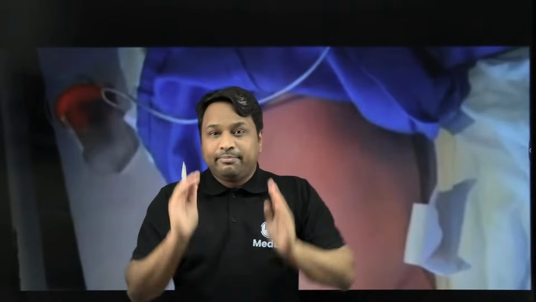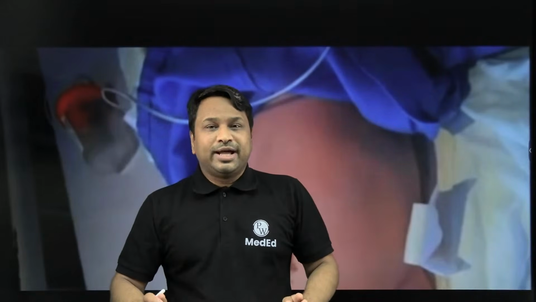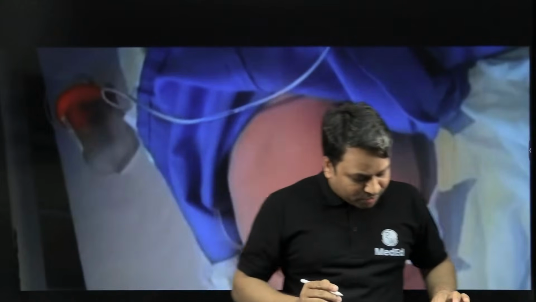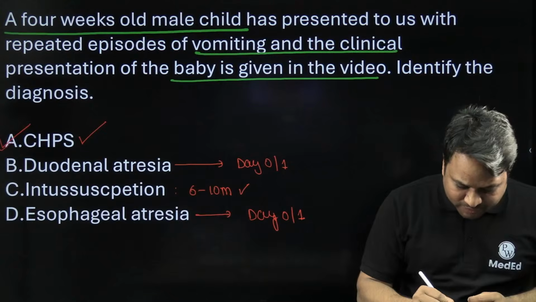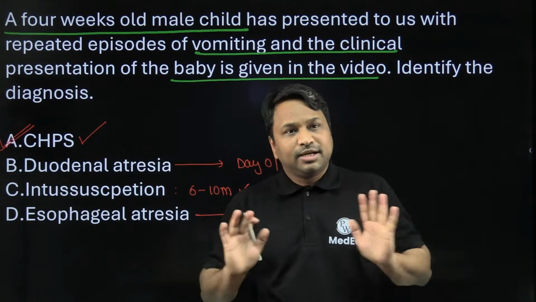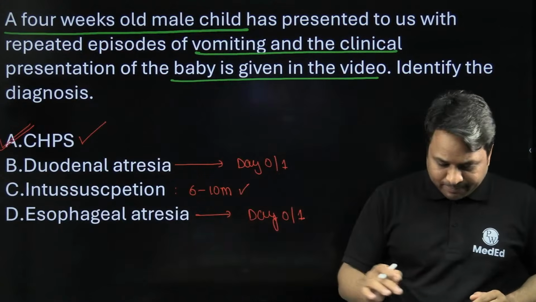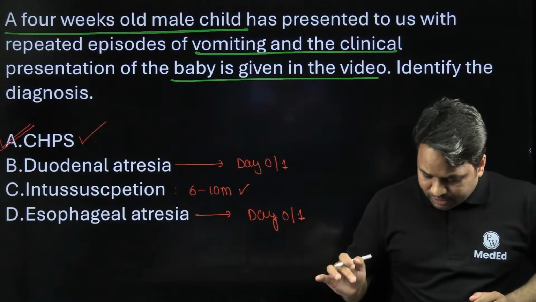4-week-old baby, repeated episodes of vomiting, olive-shaped lump and a visible peristalsis, and that too gastric peristalsis, goes in favor of congenital hypertrophic pyloric stenosis. Yes, even before we started the video, you already knew the diagnosis. No rocket science in this. Clear? Okay? Right. Absolutely spot on. Chalo. Moving on to the next question.